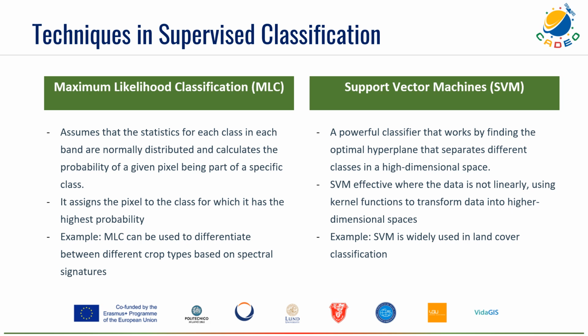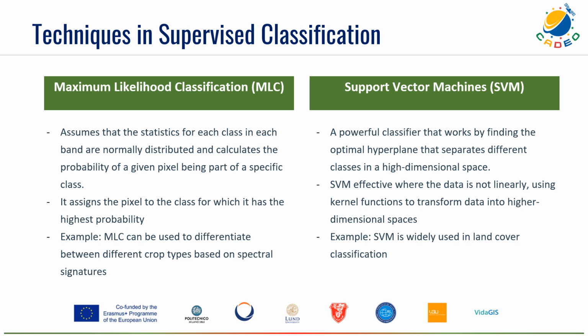The maximum likelihood classification assumes that the statistics for each class are normally distributed and calculates the probability of each pixel belonging to a particular class. The pixel is then assigned to the class with the highest probability. For example, maximum likelihood classification is often used in agricultural mapping to differentiate between various crop types based on their spectral signature.